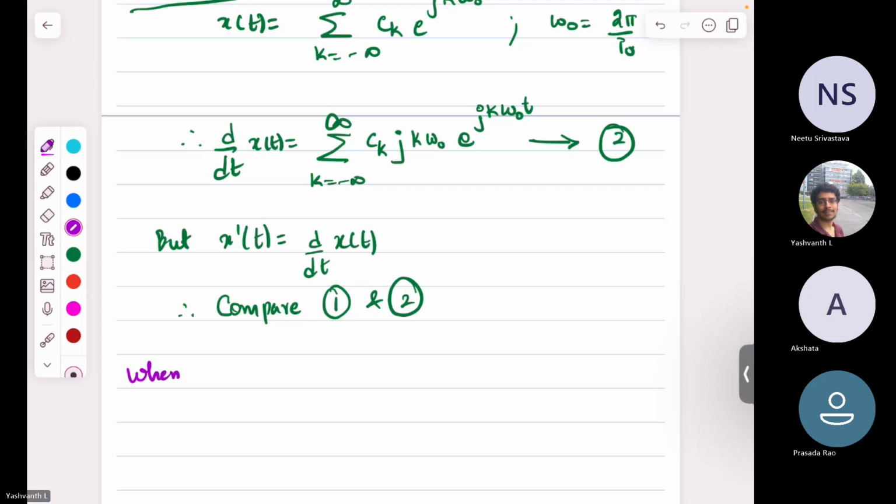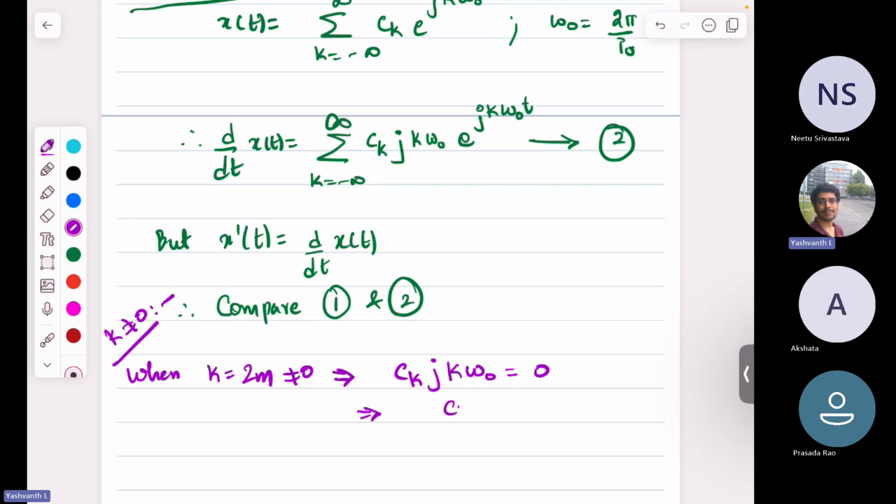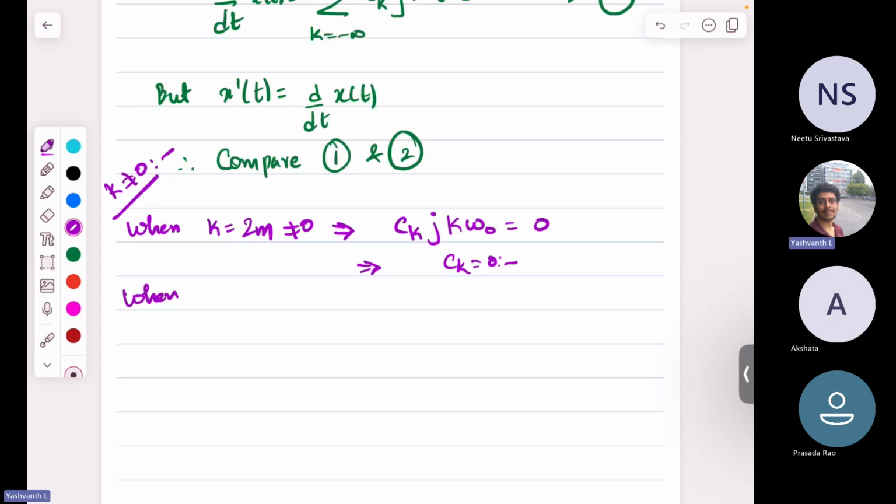When k equal to 2m, of course not equal to 0. Let me consider k not equal to 0 for now. When k is equal to 2m, ck jk omega naught equal to 0 implies ck is equal to 0. When k is odd, then what happens? You need to compare the coefficients.